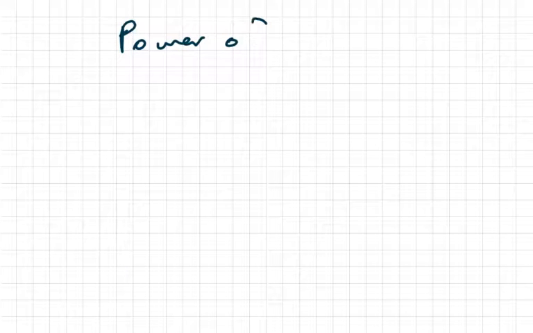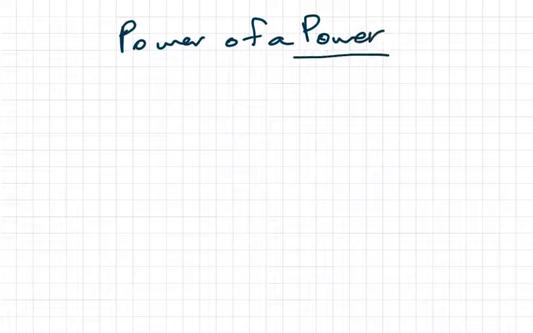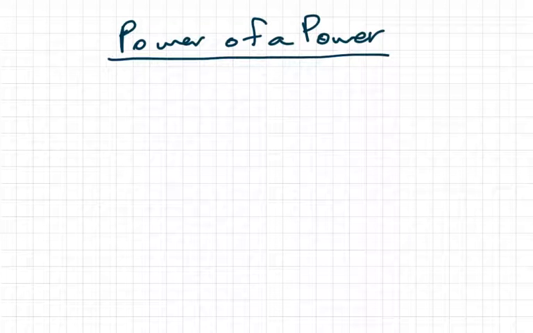Okay, so we're going to do the power of a power rule. Let's see here, power of a power. Now, this has kind of three parts to it. We're going to have just a regular old power of a power. By definition, it looks like this.